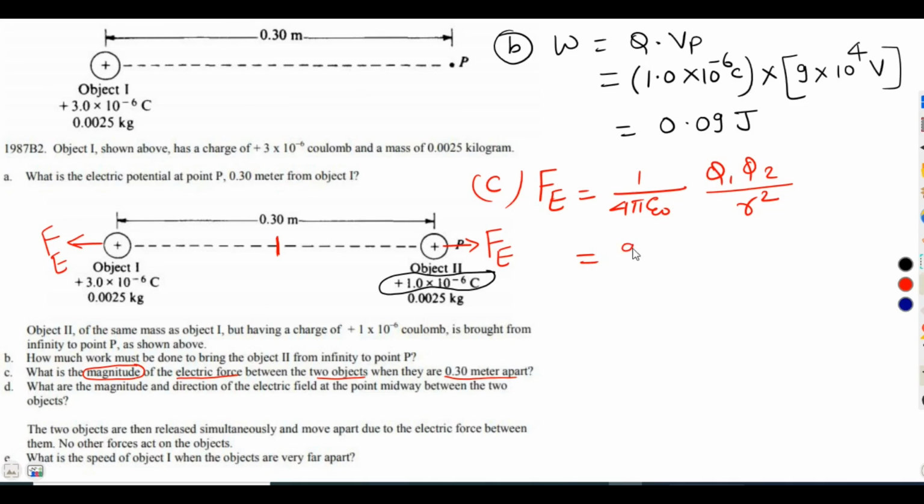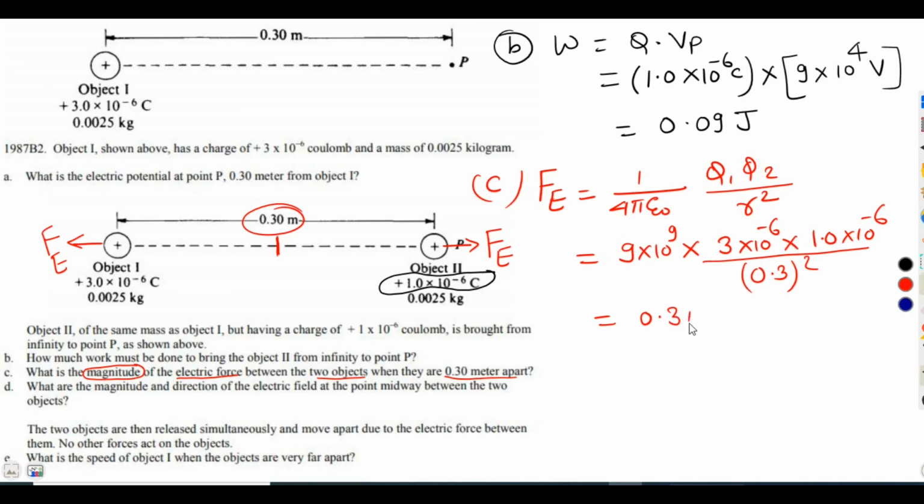So let us put in the values. This will be 9 into 10 raised to power 9. Q1 is 3 into 10 raised to power minus 6. Q2 is 1.0 into 10 raised to power minus 6, divided by r square, that is 0.3 square. After solving this, we will get 0.3 Newton, and its direction will be along this. It will be repulsive in nature, right?